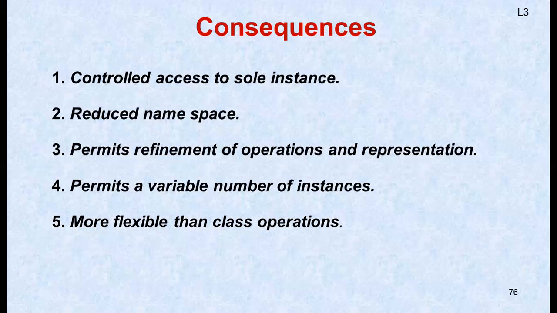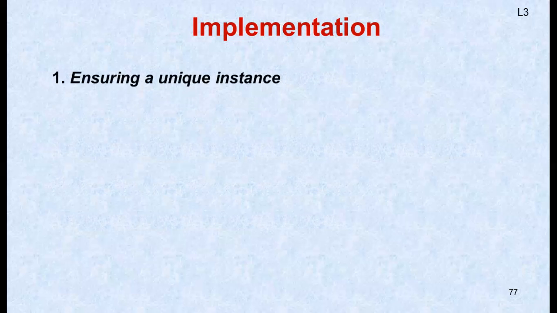Now, coming to its implementation, ensuring a unique instance. The singleton pattern makes the sole instance a normal instance of a class, but that class is written so that only one instance can ever be created. A common way to do this is to hide the operation that creates the instance behind a class operation.